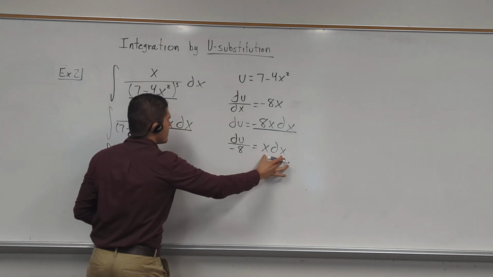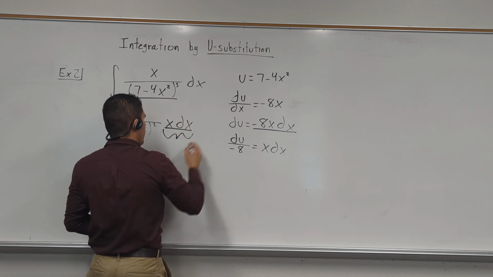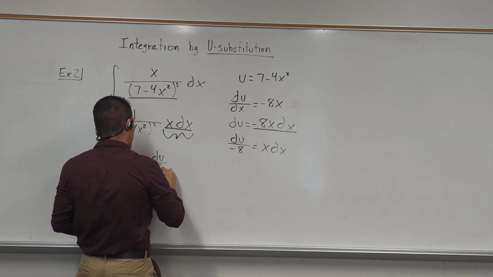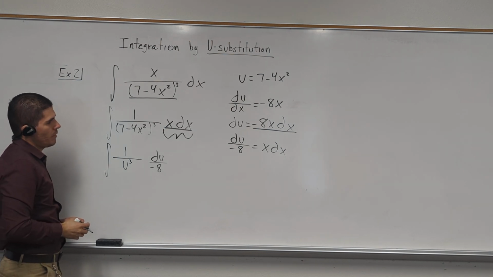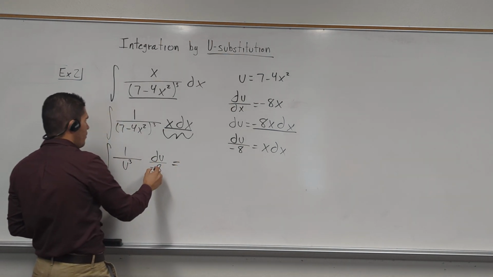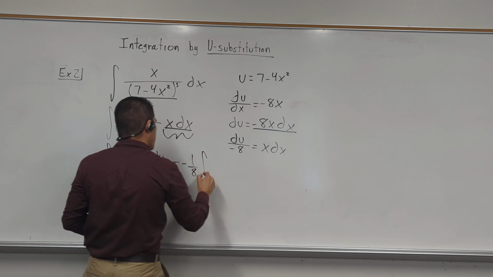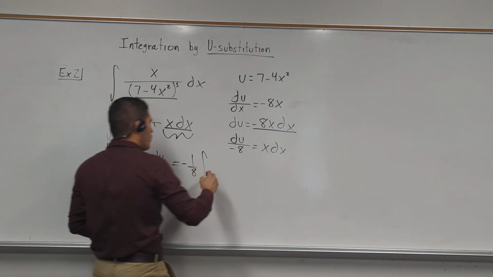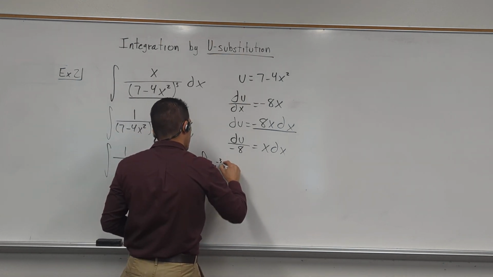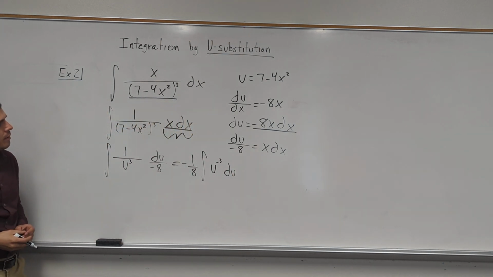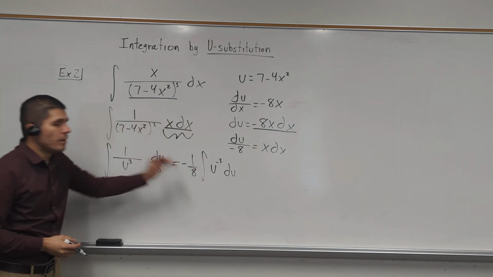So now this x dx can be replaced with du over negative 8. Okay? Which then will allow me to pull out, because it's a multiplication, a negative 1/8. I'm going to rewrite this 1 over u to the 3rd power as u to the negative 3 and have it as a du, which will then allow me to integrate.